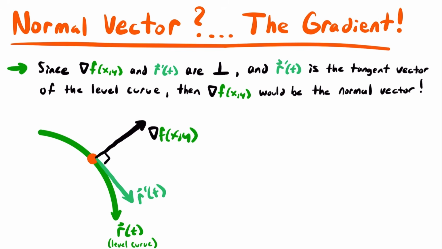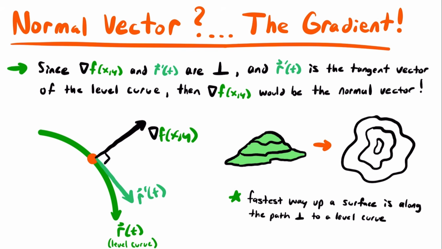And if you think about it, this should make sense. Remember in the previous lesson on the gradient vector that we learned that the gradient vector points to the steepest slope for the surface at a particular point, which we could view as being the fastest way to travel up a surface. That path would actually be perpendicular to a level curve. For example, let's say we have a surface that sort of looks like a hill, and we draw out some level curves for that surface. The fastest way up this surface would be along the path perpendicular to a level curve.